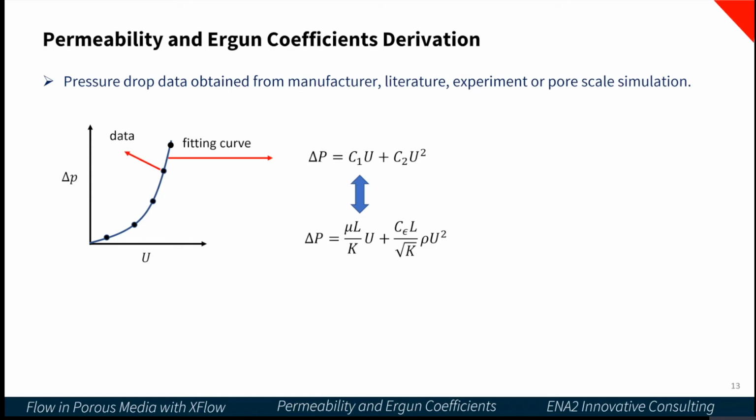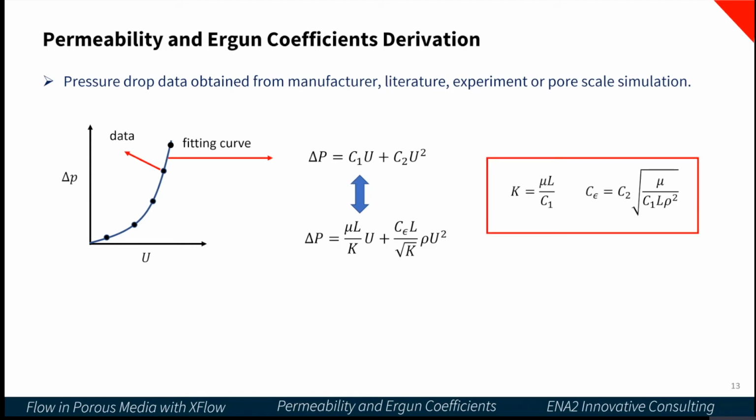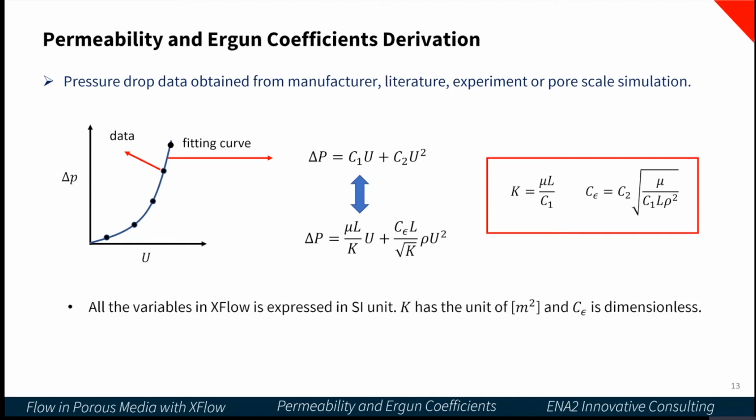This second order polynomial has 2 constants, C1 and C2. You can find C1 and C2 with the fitting curve approaches, for example, from Excel. You compare it with the Darcy-Ergen equation that is shown below, and as a result, you can easily find the permeability coefficient and Ergen coefficient. Just as a note, all the variables in XFlow are expressed in SI unit. K has the unit of meter square, and C epsilon is dimensionless.